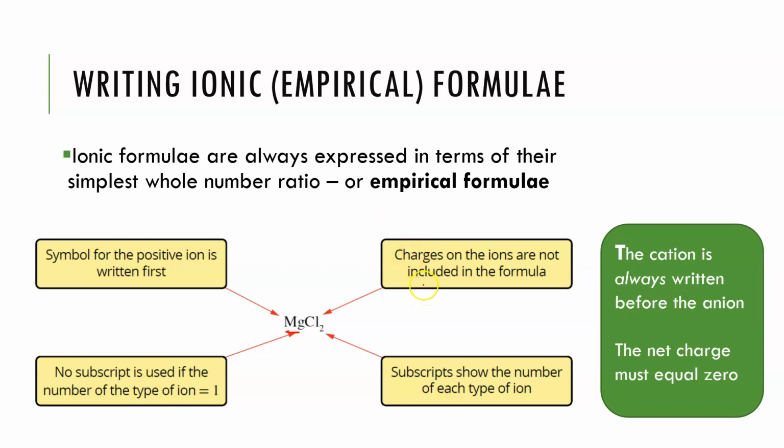The charges on the ions are not included in the formula, and the subscripts show the number of each type of ion. So in this case, we can see we've got 1 magnesium, which would be Mg2+, by the way, and then we have 2 chlorides. Okay, we can see here that that +2 is going to cancel out the -2 here, so we would write this formula as MgCl2, and that is magnesium chloride. The cation is always written before the anion, and the net charge must equal 0.